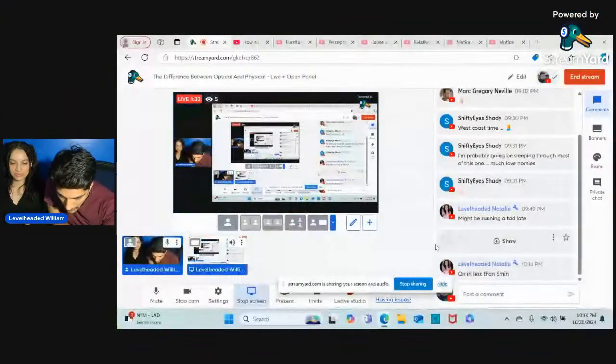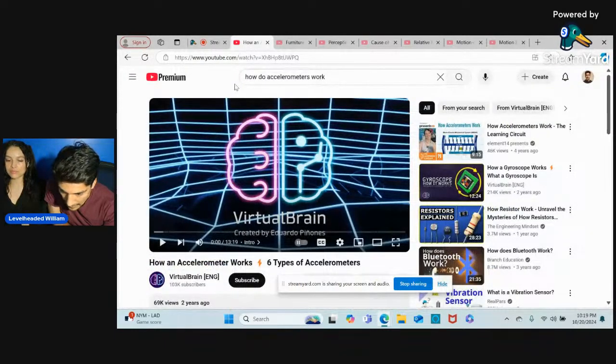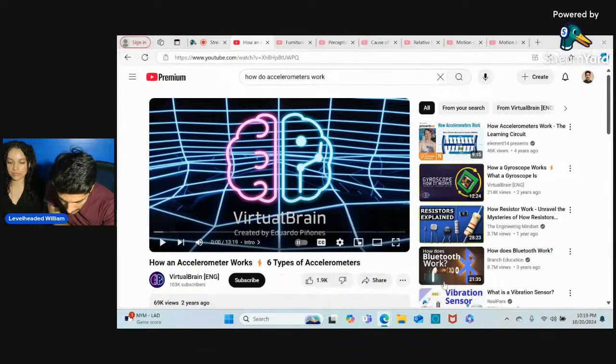So again, this is how an accelerometer works, 6 types of accelerometers. Oh, I'm not screen sharing, give me 1 sec. Share screen, let's go. Okay, now we can get started here. Let's hide this. Okay, so we'll get started with this first video here.